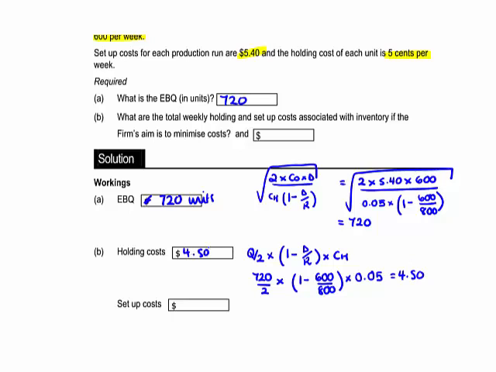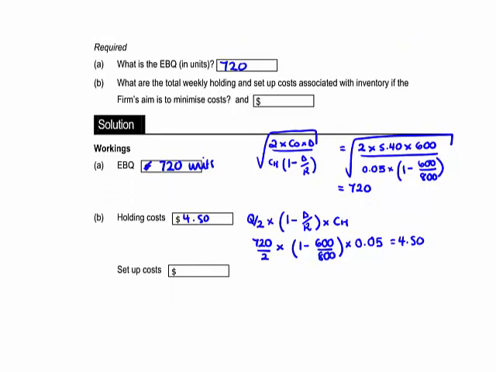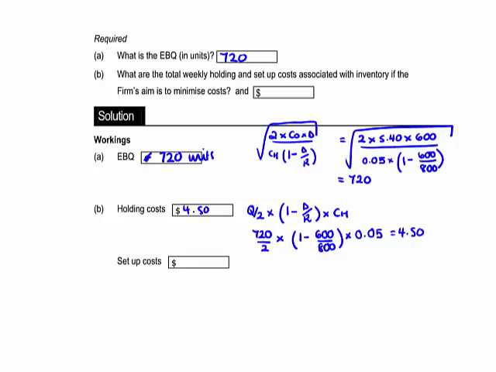Now the setup costs, you should probably be aware that these are also going to equal 450, but let's just check. So the setup costs are going to be the number that are demanded divided by the number that we're producing, multiplied by those setup costs of 5.40, and that does equal 450.